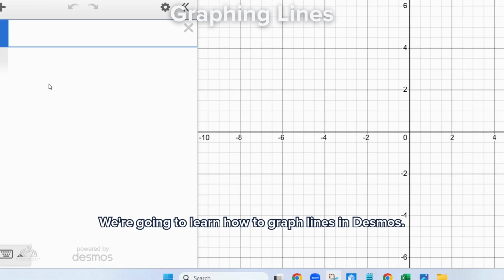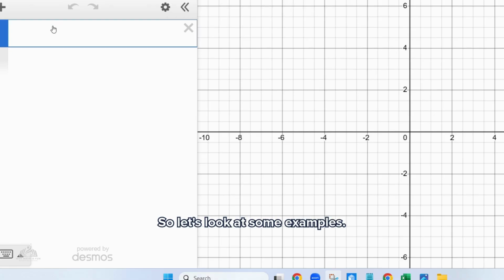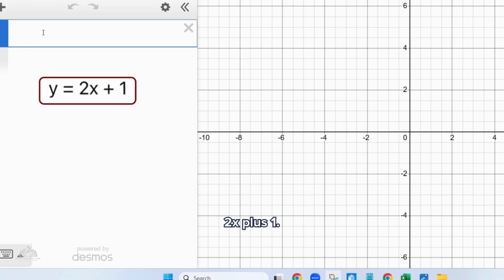To learn how to graph lines in Desmos. Some equations will be in slope-intercept form and some won't. So let's look at some examples. The first one on our list is y equals 2x plus 1.